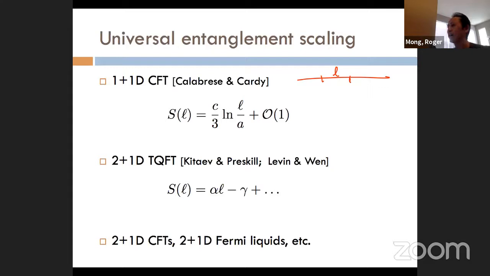We also know for 2+1D topological phases, these are gapped topological phases like quantum Hall states and gapped spin liquids, Kitaev-Preskill and Levin-Wen basically came up with the general form for the entanglement entropy. In this case, you have a 2D phase and you cut out a region with perimeter L. The entanglement entropy of the region with its surroundings is proportional to L. That is what's known colloquially as the area law, but they realized that there was an extra term, gamma, which they call the topological entanglement entropy. So that's the universal part. The gamma is the universal part. And of course, there are also many other phases for which we have a certain idea of how the entanglement scales.